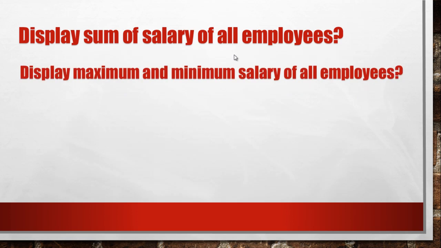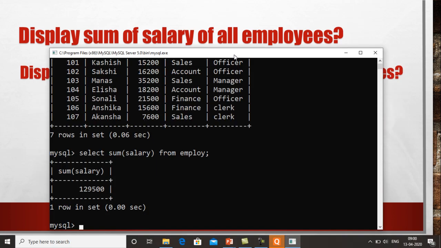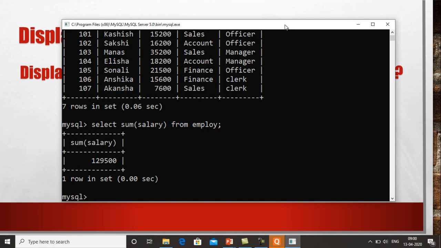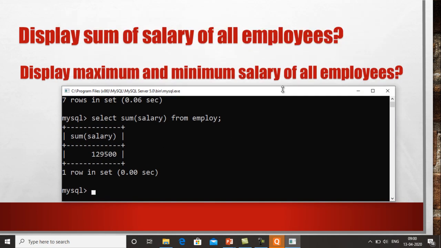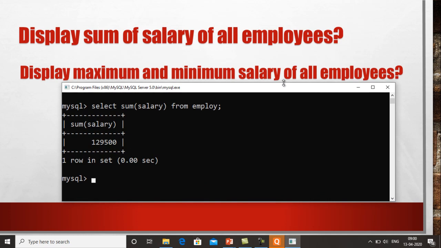Now let's see what the next question is. Display maximum and minimum salary of all employees. We know that we have these records with us. Out of these records we have to find the maximum and minimum salary of all the employees. So what will we write? Select, because we want to display something, so we use the select command. Now what do we have to find? We have to find the maximum and minimum salary, and we know that there are two aggregate functions for it.